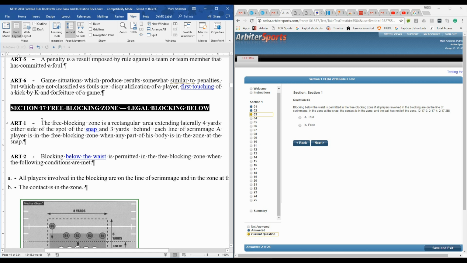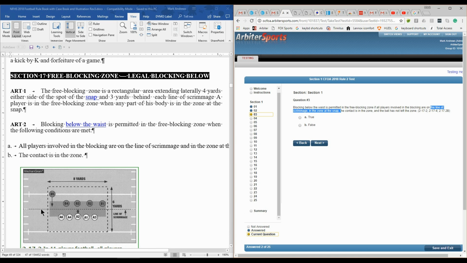If we go to 2-17, the free blocking zone is a rectangular area extending laterally 4 yards either side of the spot of the snap. So from the ball, 4 yards to either side, and that's the requirement that it says here, that they're on the line of scrimmage and in the zone at the snap, because you could be on this line of scrimmage and be outside that 4 yard limit either side of the ball, and you could not be legally blocked below the waist.